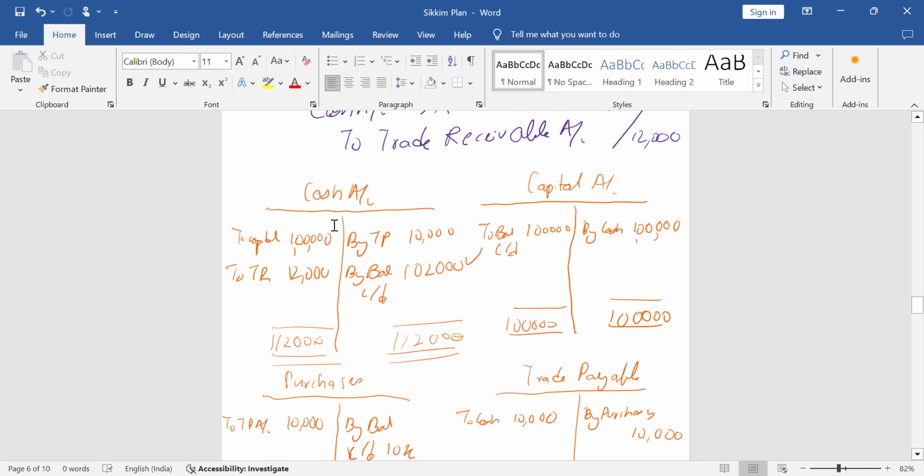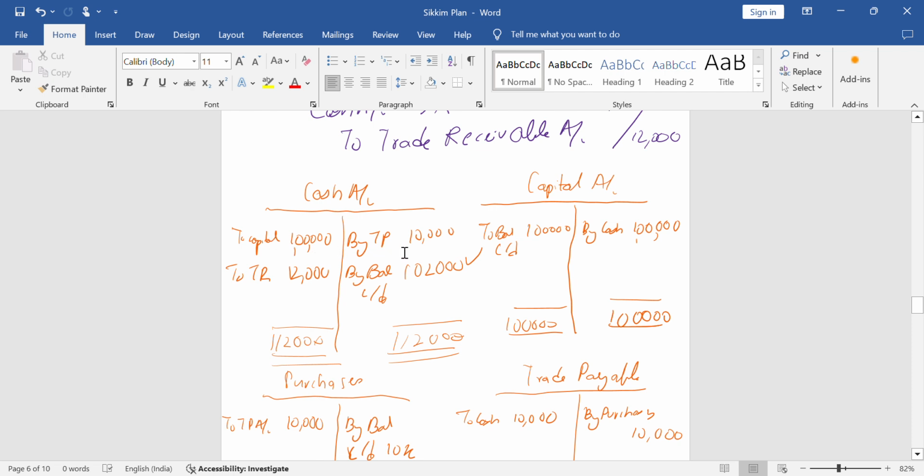Similarly, immediately you have to show the effect in capital account as well. For capital account, cash account was debited, right? But for capital account, it will be credited, because capital account was credited in the first transaction. So by cash rupees 1 lakh, in this case to capital rupees 1 lakh.